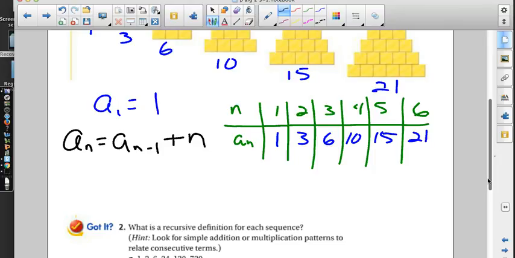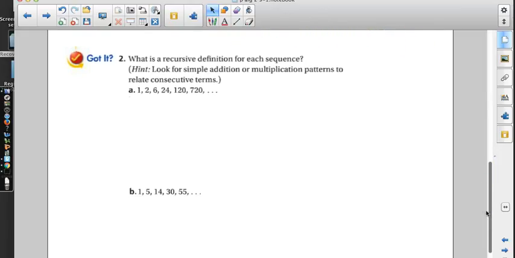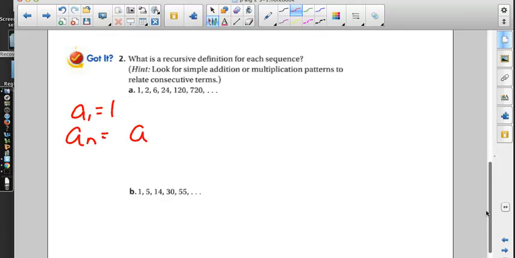So recursive can be a little hard to see sometimes. But you get it on the table and you start thinking, how do numbers go up? What do I see in the table that would make that happen? All right, down here it says, what is a recursive definition for each sequence? And then it says the hint is look for simple addition or multiplication patterns to relate consecutive terms. So we know we have to tell them the first term. We know our formula is going to say do something to the previous term. We're just not sure what that something is yet. Let's make our table.